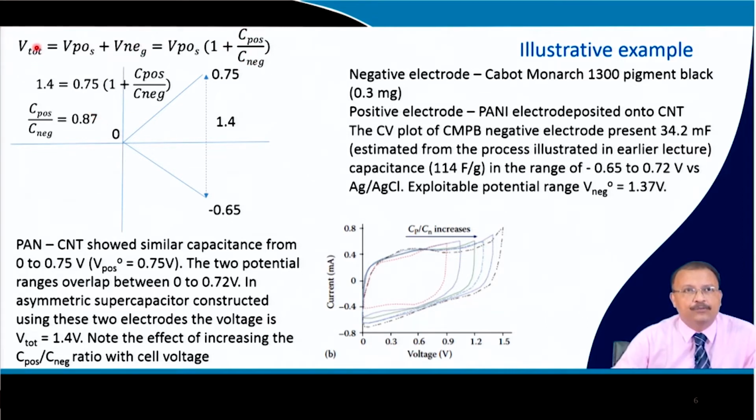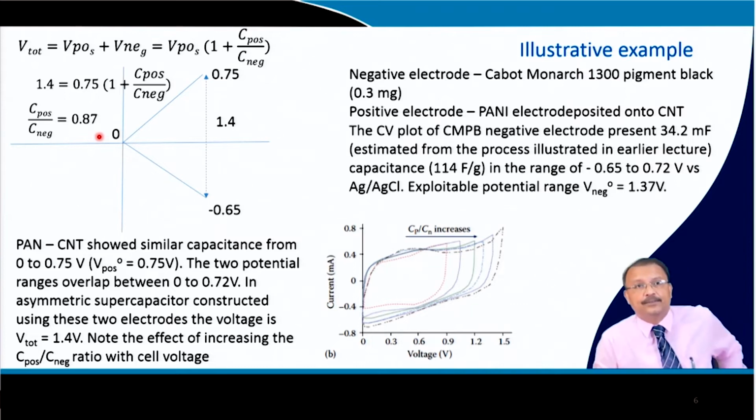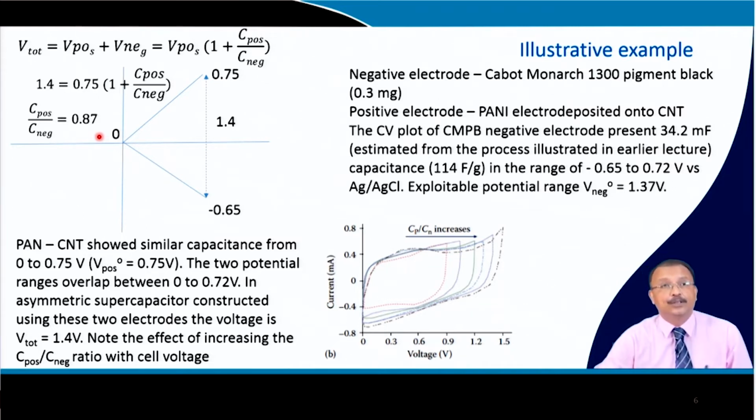So, here my total voltage that is possible for me to get is 1.4 volt, and this V positive here is from 0 to 0.75. So, I just put this value and I get this ratio C positive by C negative, that is about 0.87. So, that I am getting. So, now you will have to make this ratio. If you can maintain this ratio, then basically you can get this whole voltage range.